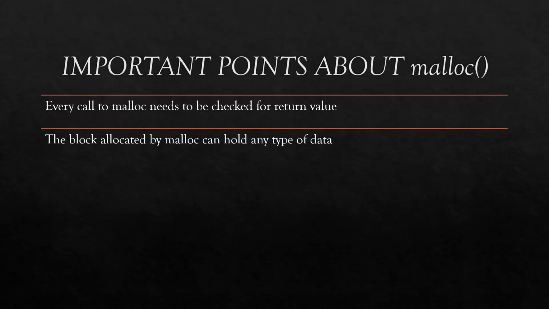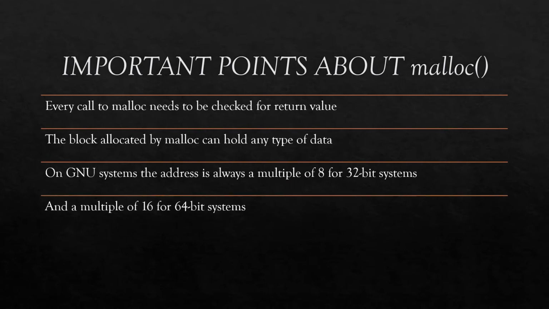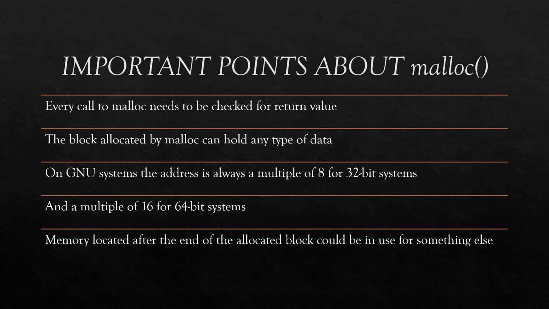That is, if it is not null, the block allocated by malloc can hold any type of data. Why? Because remember, it's returning a void pointer that can be assigned to any data type. On GNU systems, the address is always a multiple of 8 for 32-bit systems and a multiple of 16 for 64-bit systems. Memory located after the end of the allocated block could be in use for something else.